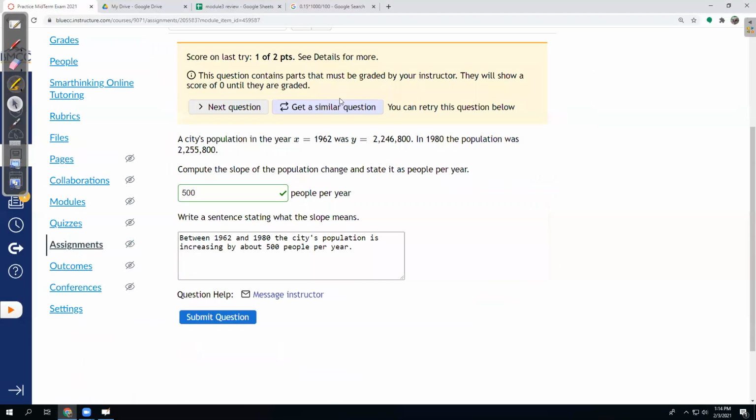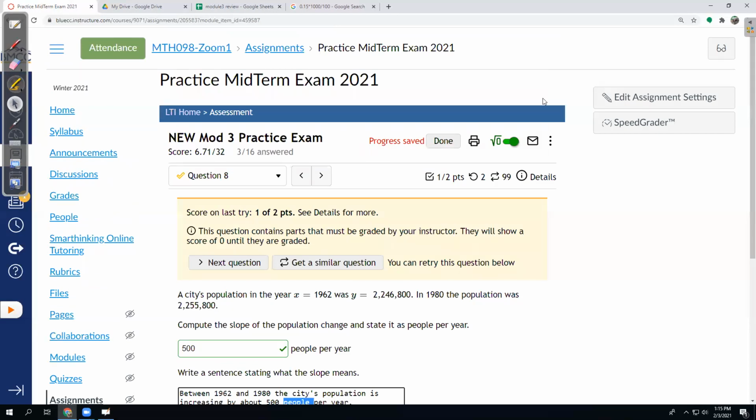And again, I only got partial credit here because it says this question contains parts that must be graded by your instructor. So I'll read through these tonight, see how they go. And then anytime I grade something like this, I put feedback in there. And if you go back and look at the assignment, you should see that I wrote back to you about it, whether it was good or not. All right, let's try another problem.